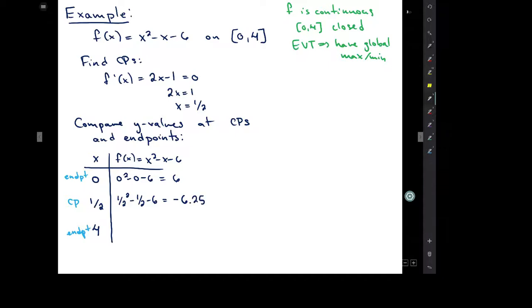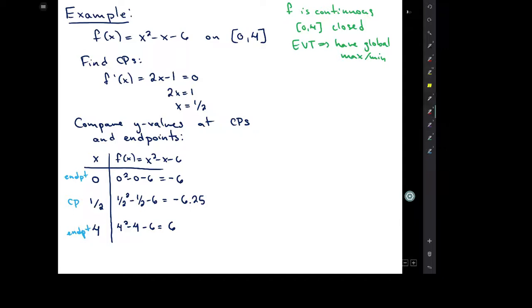If I plug in 4, so I have 4 squared minus 4 minus 6, so that's 16 minus 4 minus 6. This is going to give me a value of 6. Oops, I'm sorry. When I plug in 0, I get negative 6. That was silly of me. I lost my negative sign.